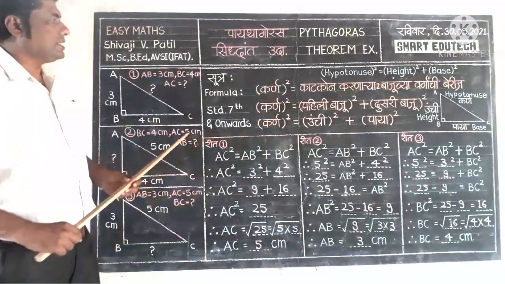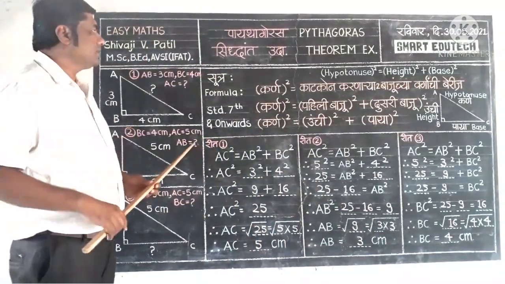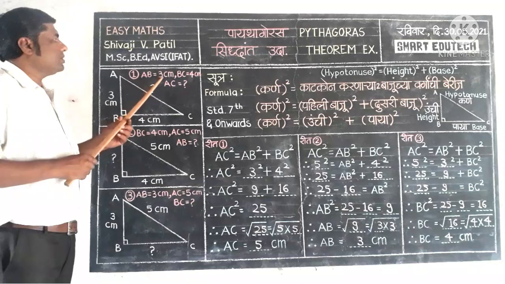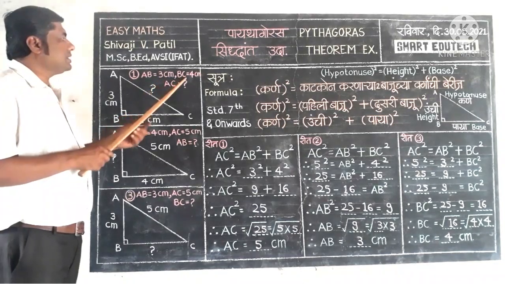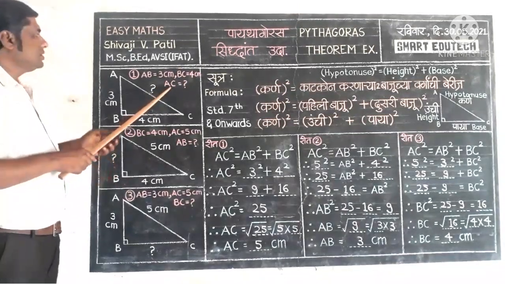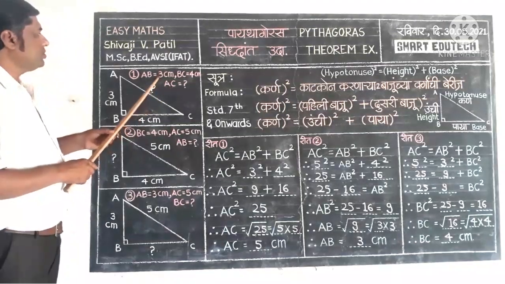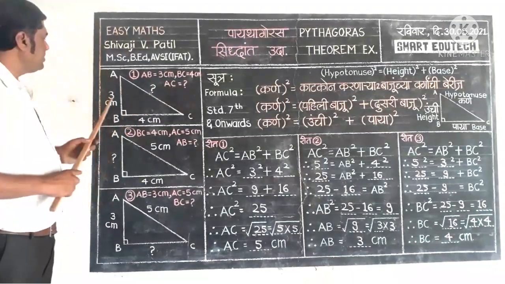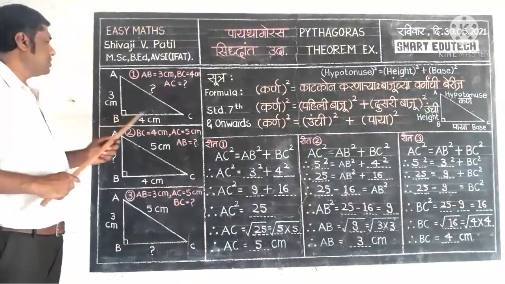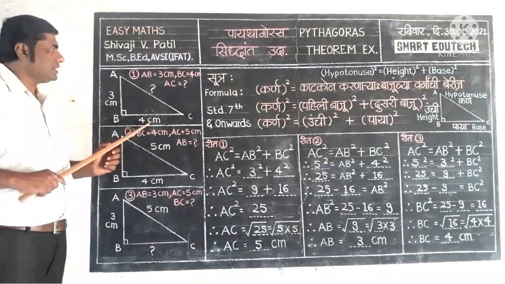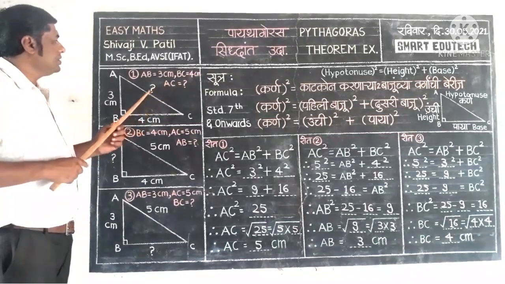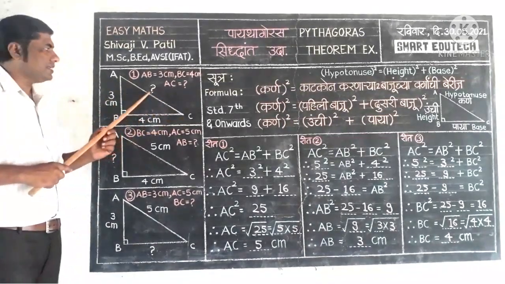Now we are going to study the example based on this formula. The first example: AB is equal to 3 cm, BC is equal to 4 cm, and we have to find the value of AC. Now we put the values in the diagram. AB is 3 cm, BC is 4 cm, and we have to find AC, that means the question mark we can see here.